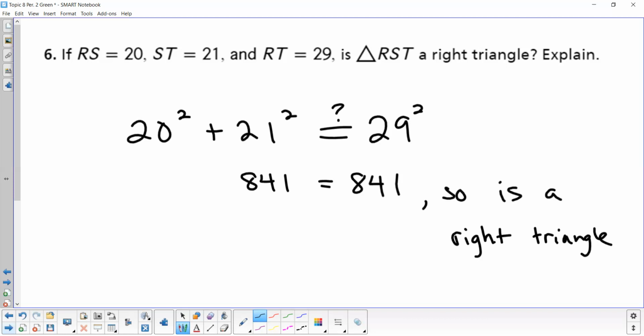How do you know which numbers to use? Does it matter if 20 or 21 are A and B? No. I could do this in either order. What matters is that the longest one has to be C.